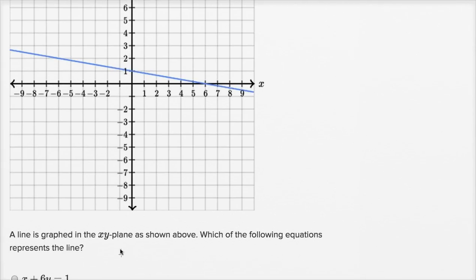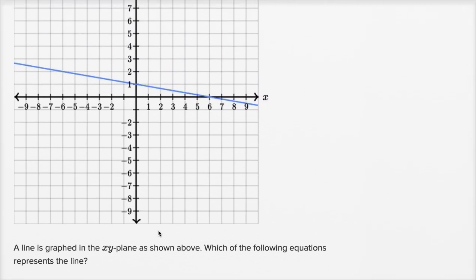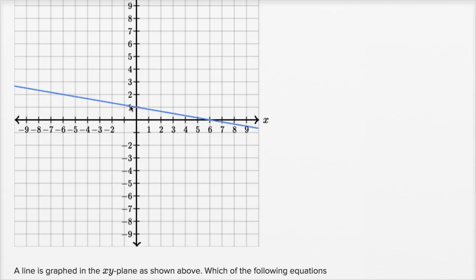A line is graphed in the xy plane shown. Which of the following equations represents the line? They give us a bunch of equations here, and there are several ways we can tackle it. When we look at this, I can see there are two interesting points.